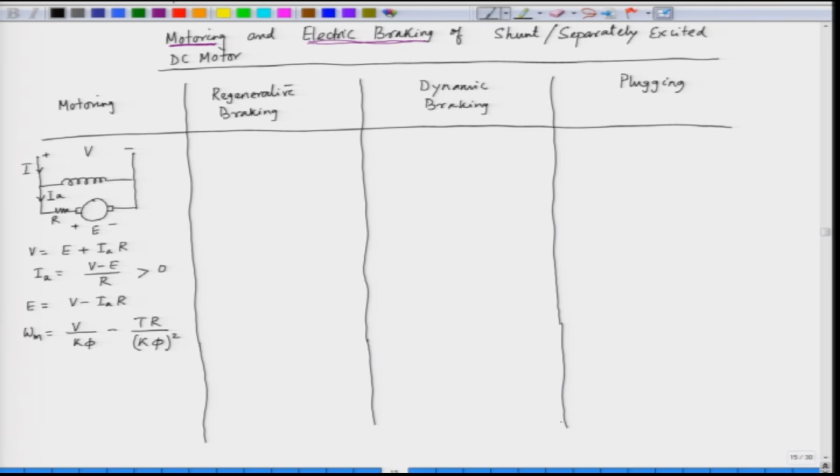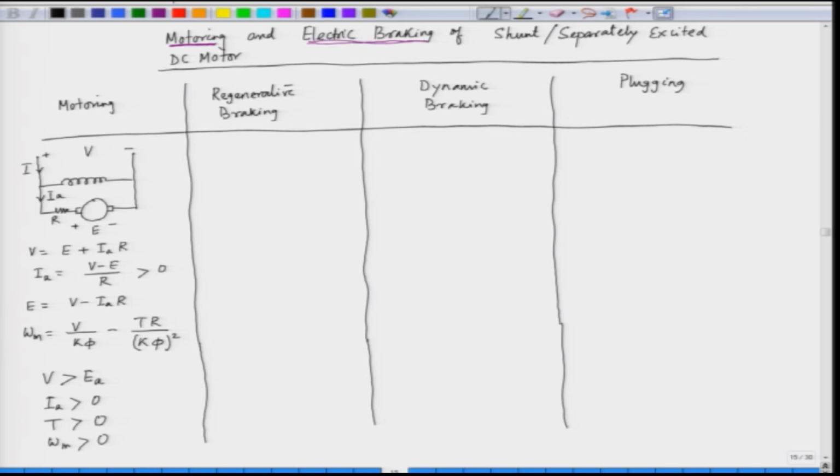Now, in this case for motoring operation, especially for motoring operation of a DC motor, the applied voltage should be higher than the back EMF. So, the condition is that the applied voltage should be higher than the back EMF for motoring, and the current is positive, the torque is also positive.